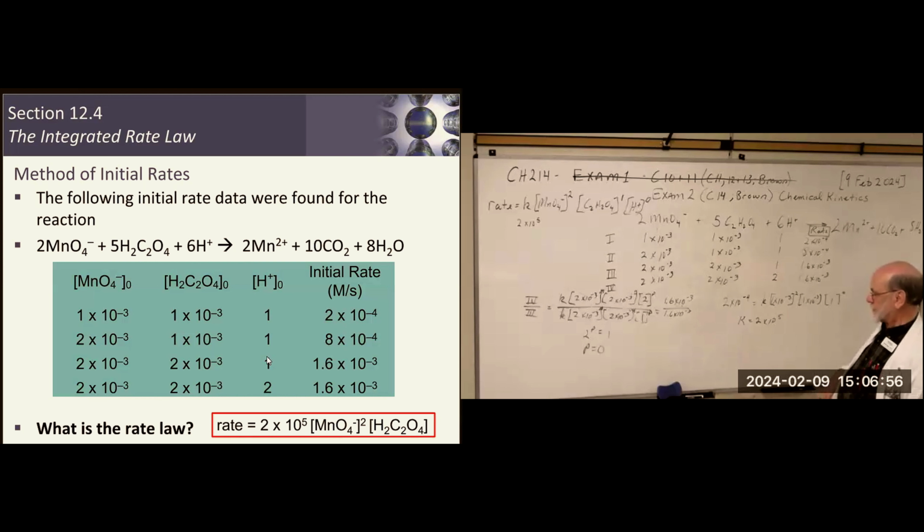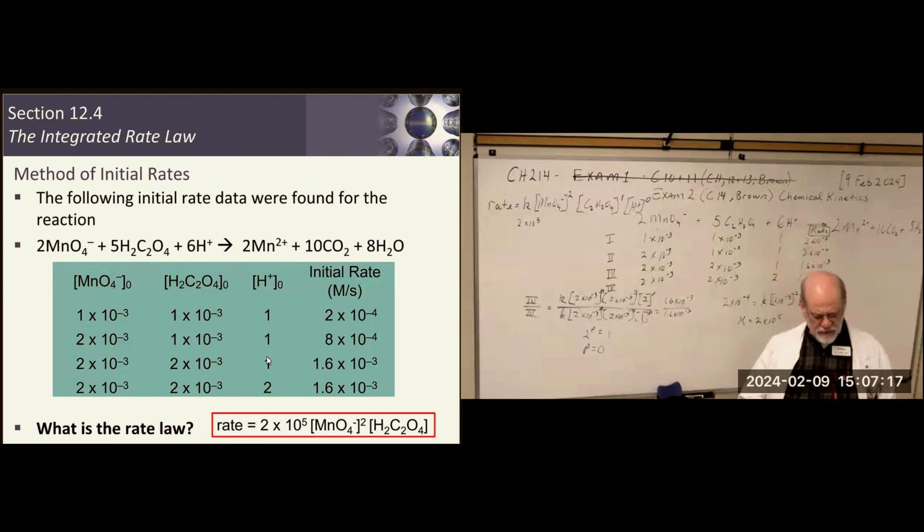Okay? Once you learn how to set up, they're not hard to figure out. This type of problem is fairly easy. I think the real problem is for the experimenter figuring out how to pick the numbers. That takes experience to put the right concentrations in there so you have a measurable rate in a reasonable amount of time. Okay, so that's the method of initial rates.